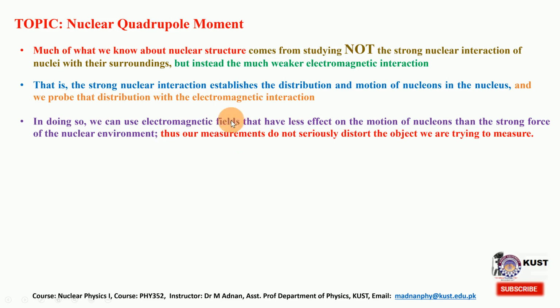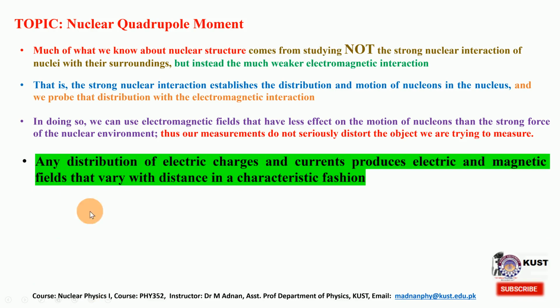The advantage of such probes which are based on electromagnetic interaction is that our measurements do not seriously distort the object we are trying to measure, that is the nucleus mass distribution and also the charge distributions. So we have discussed these things in the previous lecture as well, and today again we are discussing the electromagnetic aspects of the nucleus. In that regard, we will be using this electromagnetic based interaction.